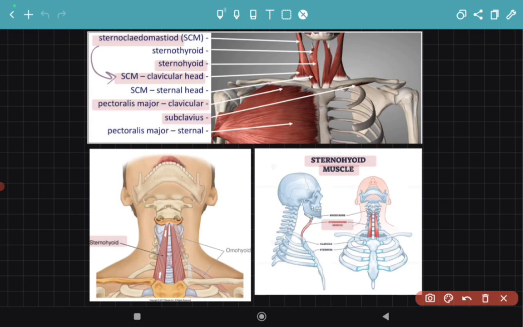To brush up the same thing, we can have a look at this diagram. Sternohyoid attaching at clavicle medial end, sternocleidomastoid attaching at medial end of clavicle, pectoralis major clavicular head attaching at medial end of the clavicle, subclavius attaching at the inferior surface of the clavicle.